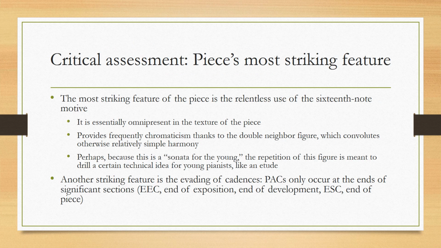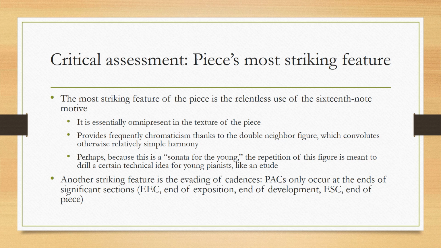In my opinion, the most striking feature of this piece is the relentless use of that 16th note motive. As I've said, it is omnipresent in the texture of the piece. It provides an interesting chromaticism with the double neighbor figure, which convolutes otherwise relatively simple harmony. And because this is a sonata for the young, the repetition of this figure is perhaps meant to drill a certain technical idea for young pianists, kind of like an etude. But I also appreciate how, even though this is a sonata for the young, Schumann does not make it simple and straightforward, very harmonically colorful and interesting.